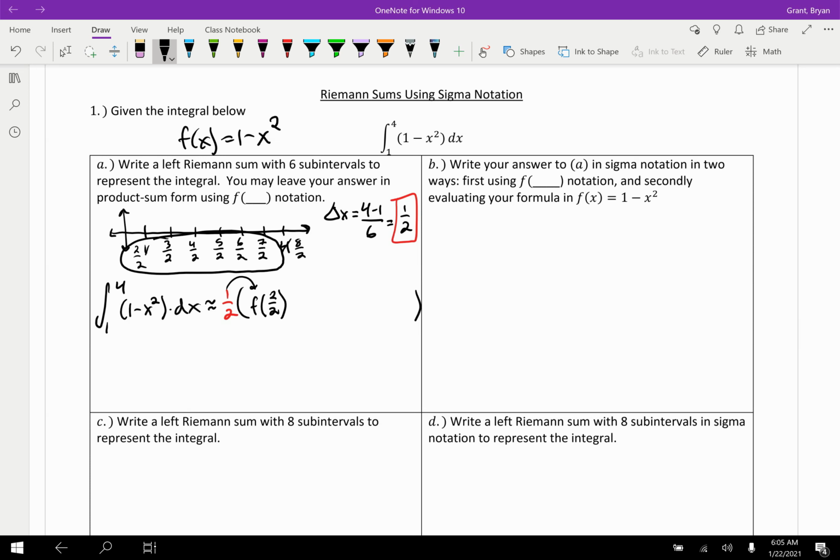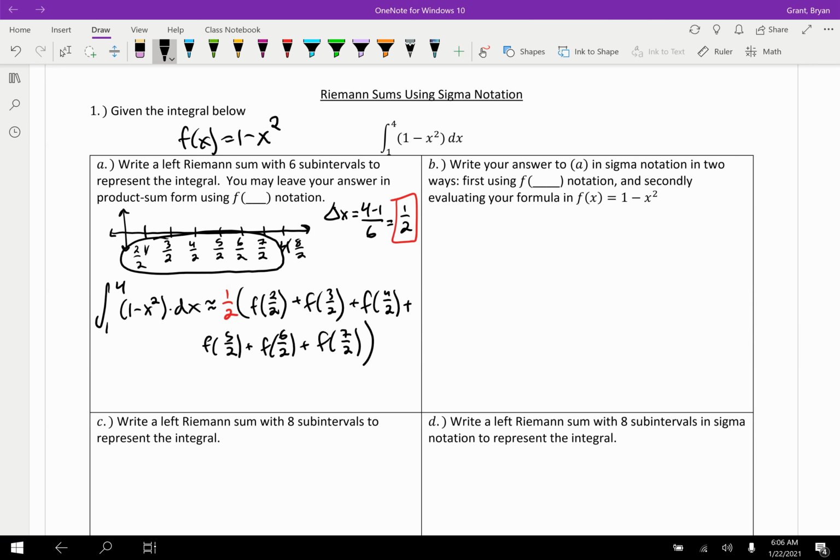Then we have, of course, our base times our height. And then we have f of 3 halves. I'm going to need more space, but that's okay. F of 4 halves. And then we're going to go down here. F of 5 halves. 2 to go. F of 6 halves. And we finish on the ever so lovely f of 7 halves. Great. There is my left Riemann sum. But you might be looking and saying, wait, you didn't use sigma notation. You're right, because that's coming next.